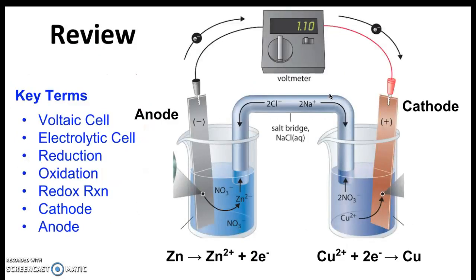So to begin, just a quick review. In the last lesson, we learned about what electrochemistry is, electrochemical cells. We talked about the different types, voltaic and electrolytic cells. We talked about the processes involved in an electrochemical or redox reaction, which is reduction and oxidation. And you learned about the electrodes of electrolytic cells, anodes and cathodes. So these are some of the key terms and key concepts that you need to know.